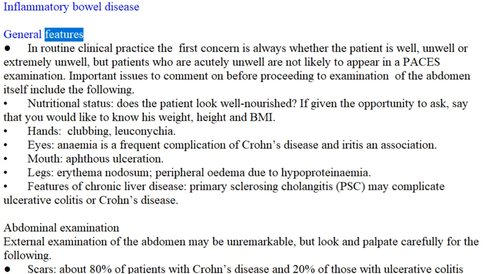General features. In routine clinical practice, the first concern is always whether the patient is well, unwell or extremely unwell, but patients who are acutely unwell are not likely to appear in a PACES examination. Important issues to comment on before proceeding to examination of the abdomen itself include the following.